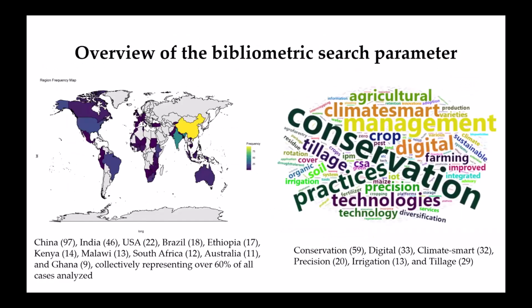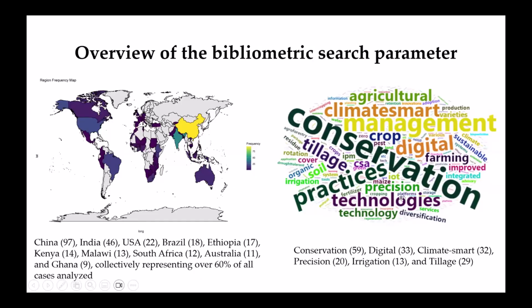So the overview of the bibliometric search parameters. Number one, out of 391 publications, they're capturing China, 97 cases, and India, 46 cases, United States, 22 cases, Brazil, 18, continuing to Ghana, Africa. Collectively, these represent over 60%.